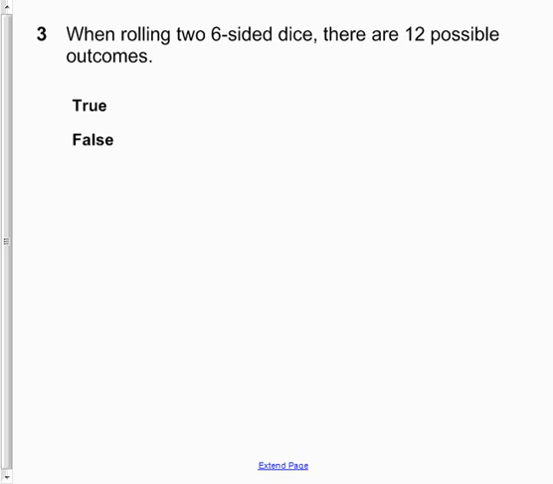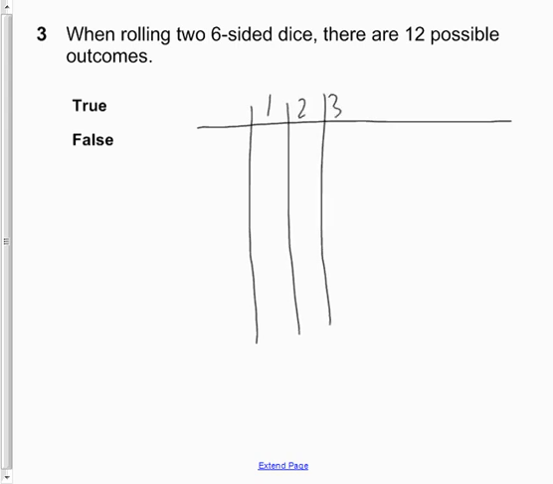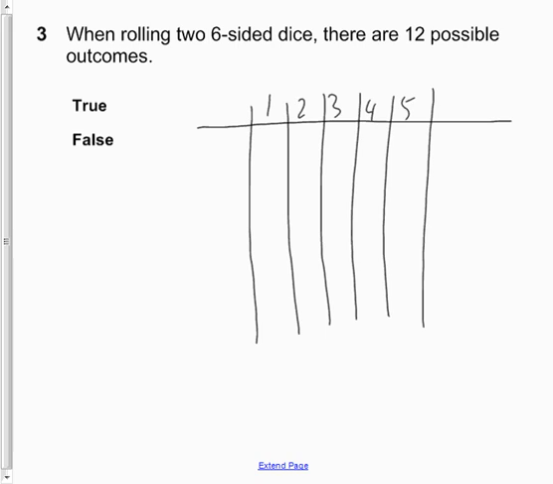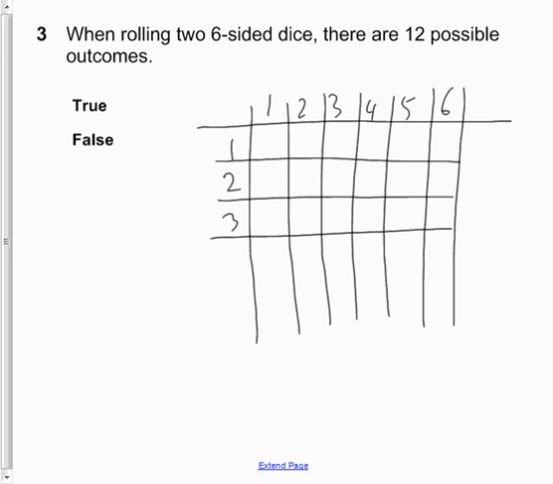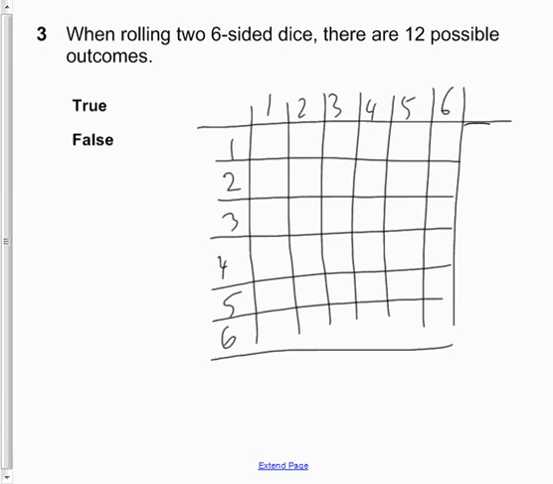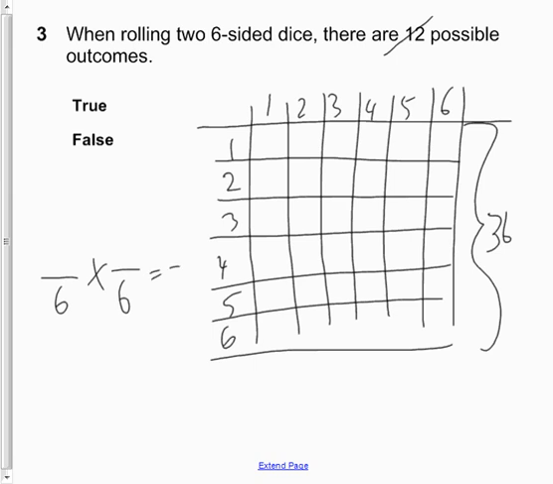Question 3. When rolling 2 6-sided dice, there are 12 possible outcomes. The easiest way to show how many possible outcomes there are is through a table. When there's 2 events, make a table to show how many possible outcomes there are. There are 6 events this way for that first dice, 6 this way. So we can see from the table that there are 36 possible outcomes, not 12. And again, I could take my possible outcomes in my first event and multiply them together. I would have 36 possible outcomes altogether.